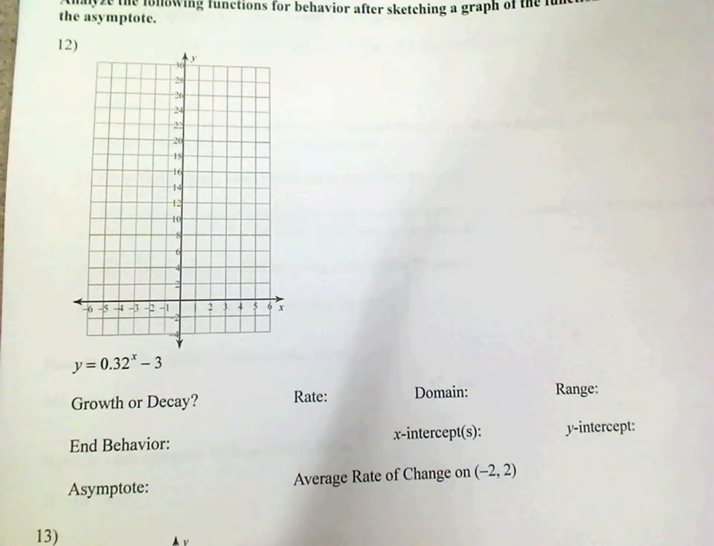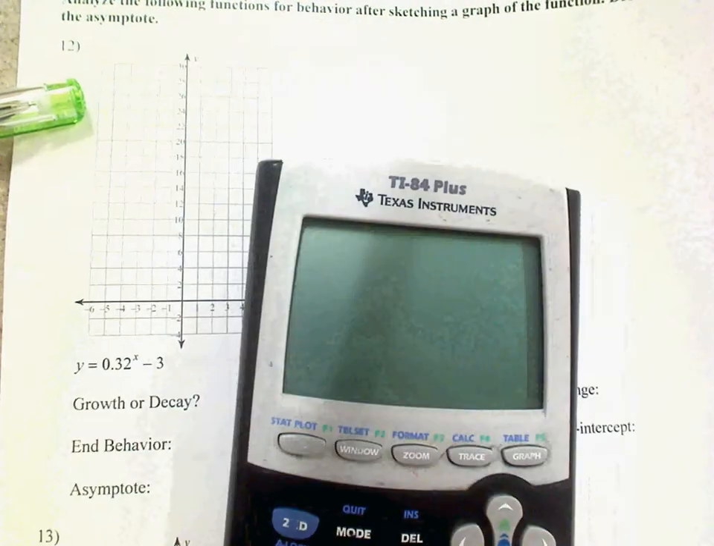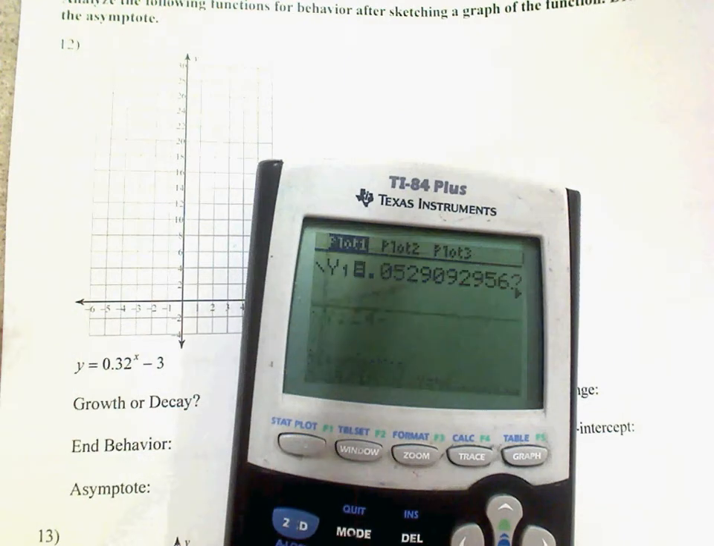Numbers 12 and 13 are exponential functions, and it's talking about growth and decay and analyzing the functions for behaviors. So let's jump into it. I do want you to sketch the graph first, so I'm going to go ahead and type it in. y equals. Clear out all that stuff.